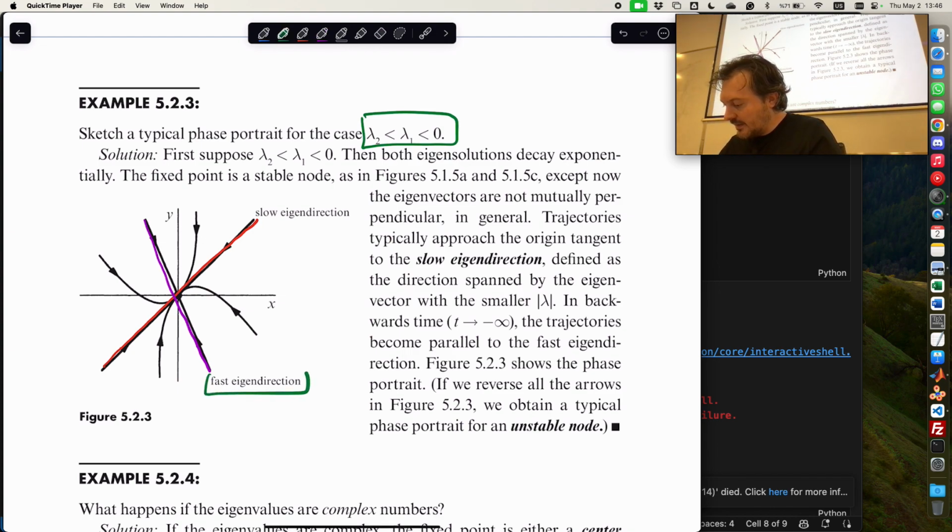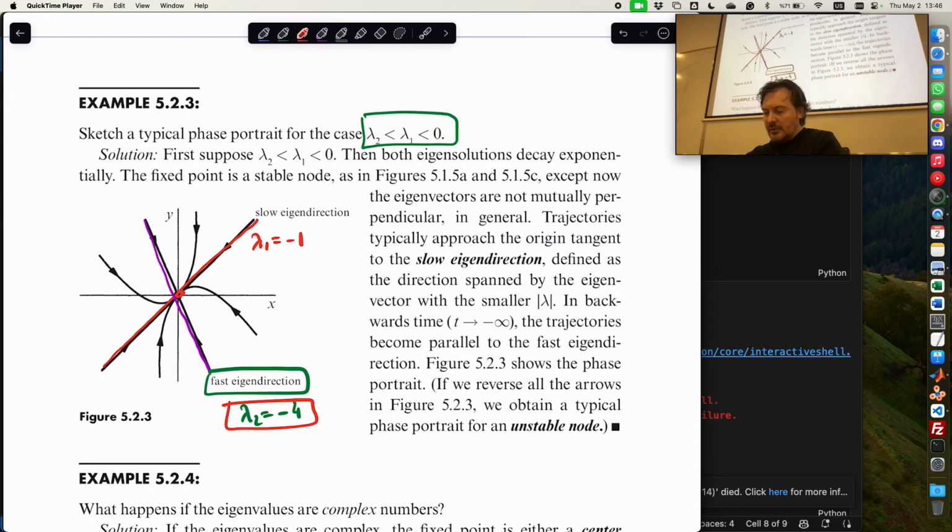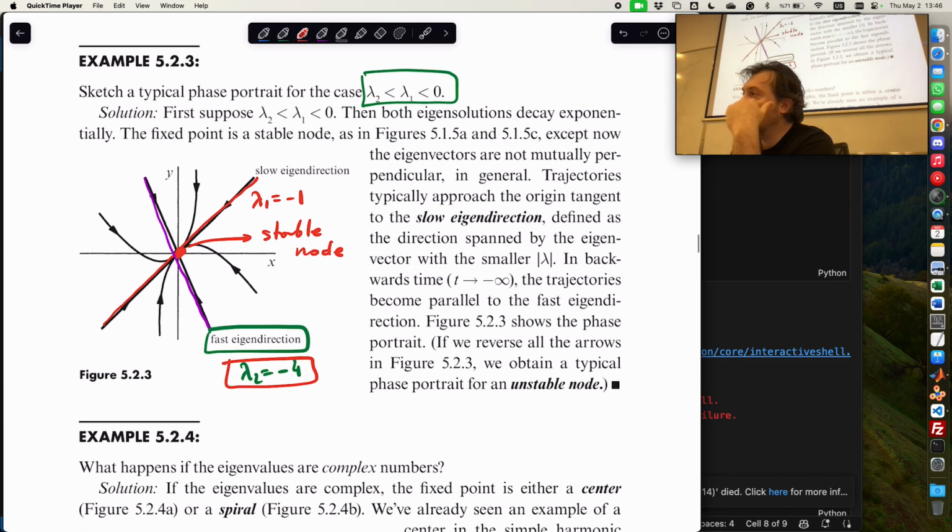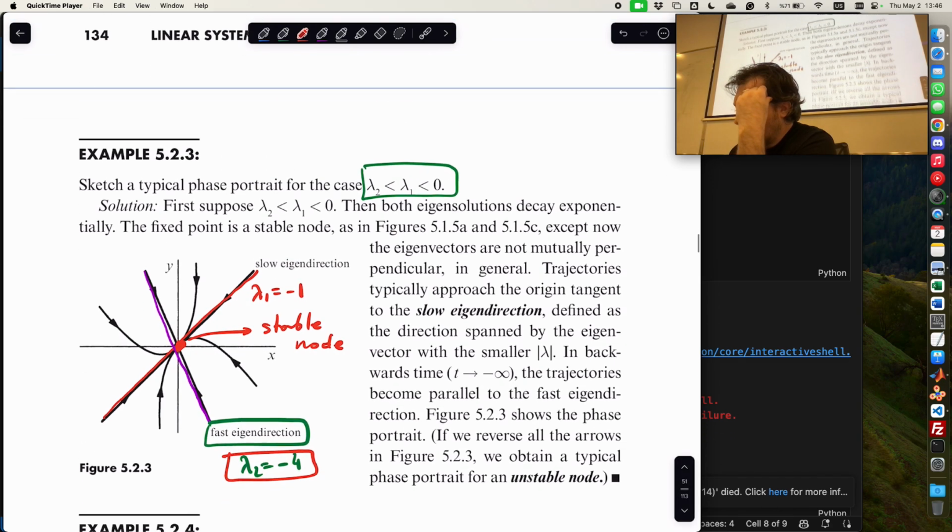this is the fast eigendirection, meaning maybe lambda 2 is minus 4, let's say. Let's say this one is lambda 1 equals minus 1. Okay? The one with minus 4 is attracting faster than the other one. But in any case, this point will be a stable node. Stable node. Not mode, node. Okay? And the shape of that is y equals x to the 4, right? This is a general thing.